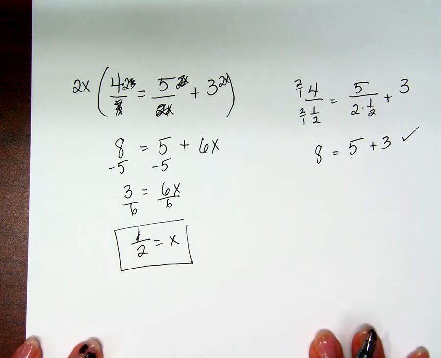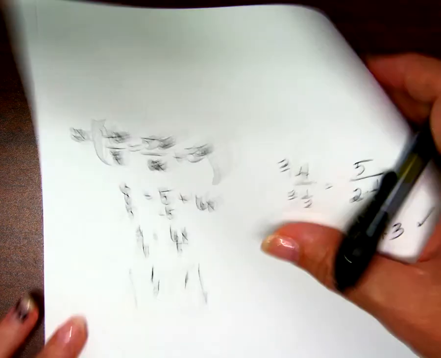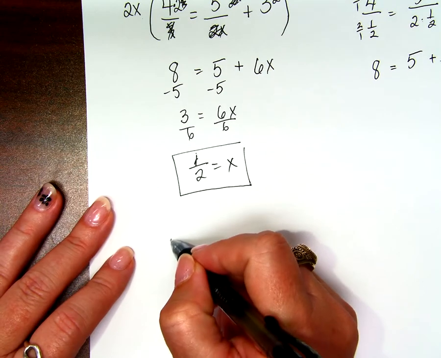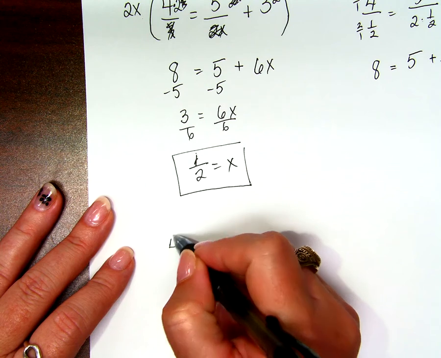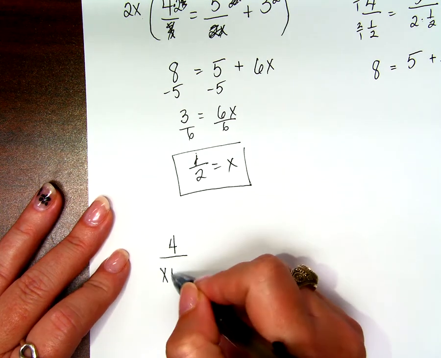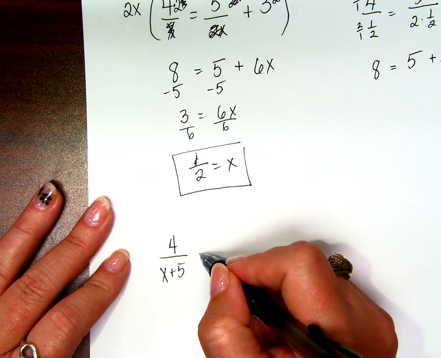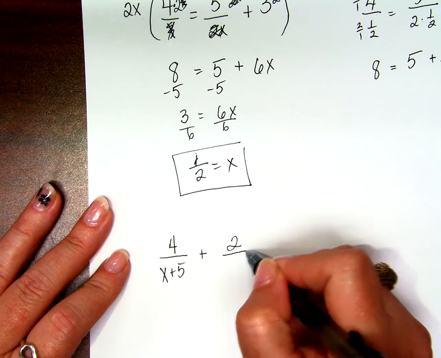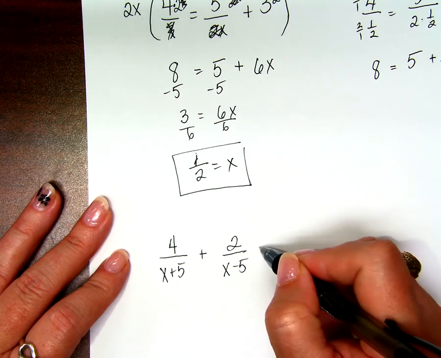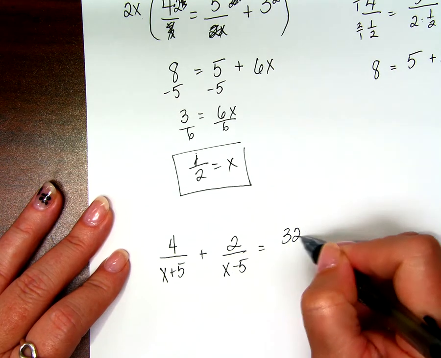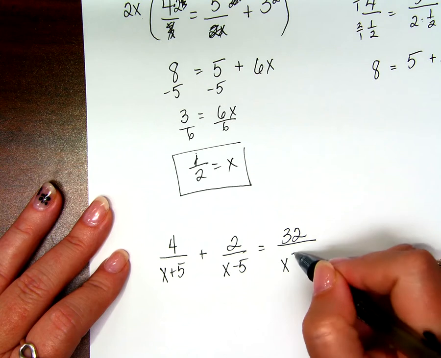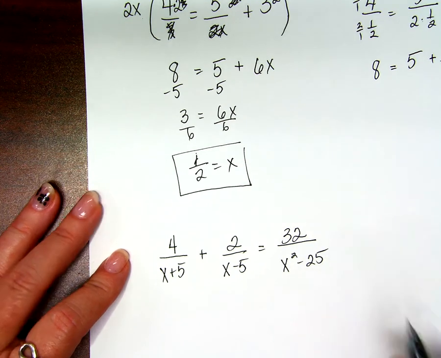Now, some of the ones that you're going to have to do are a little bit more difficult because they look more like this. 4 over x plus 5 plus 2 over x minus 5 equals 32 over x squared minus 25.